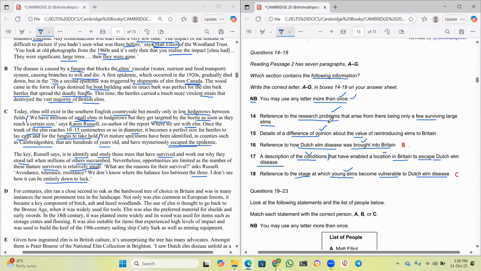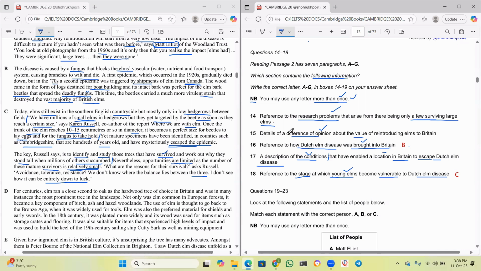The reference to the research problems that arise from there being only a few surviving large elms. Okay, I think we are close enough. Look at the second paragraph. Russell says the aim is to identify and study those trees that have survived and work out why they stood tall when millions of others succumbed. Now, nevertheless, look at this sentence: Nevertheless, opportunities are limited as the number of these mature survivors is relatively small. Yes, only a few surviving large elms. So he says opportunities are limited.